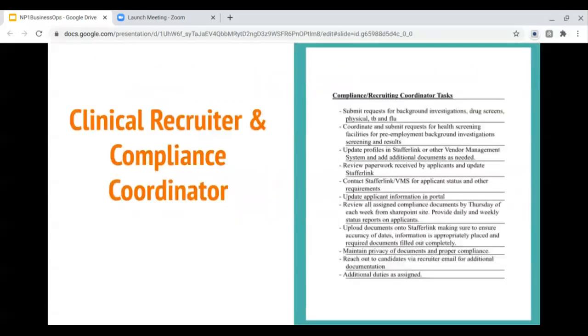And here I included for our clinical recruiter compliance coordinator a little bit of the tasks and responsibilities that they were doing in that particular role. And as I mentioned, everything on here will be saved onto the group page. So you don't have to worry about writing anything down, and we'll definitely go more in depth when we talk about the process of recruiting for employees.